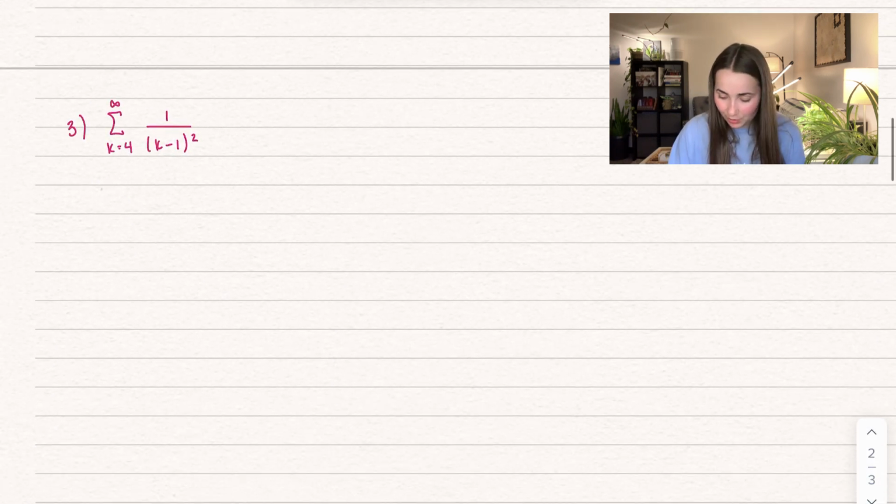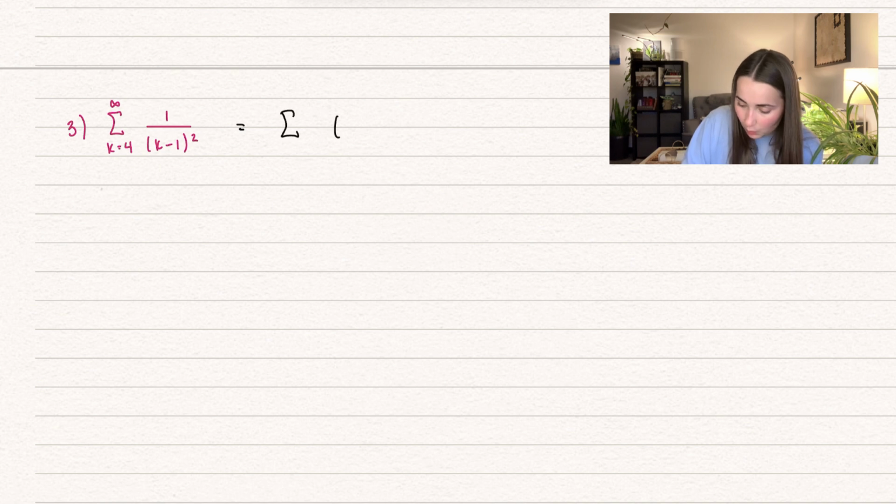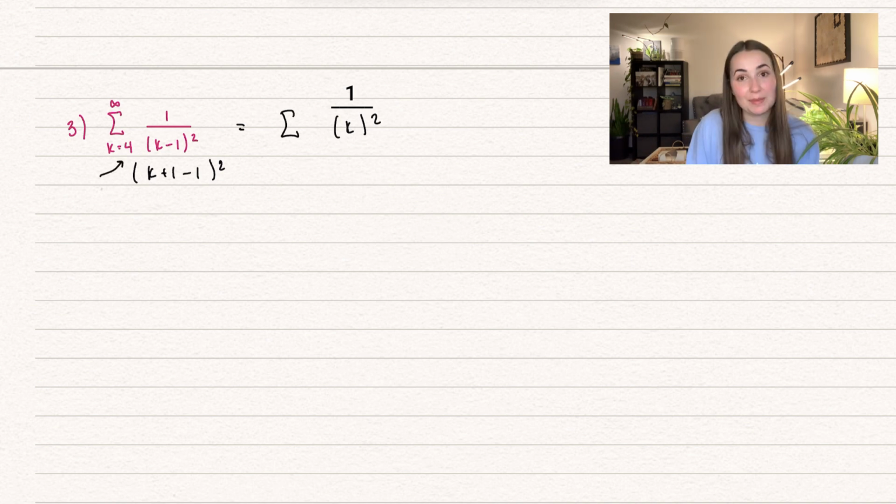Let's go ahead and try a bit more complicated one. We have the summation k equals 4 to infinity of 1 over k minus 1 to the power of 2. We can manipulate this to look like a p series. So what I want to happen is I want this to be k squared, right? I don't want to have that minus 1. So what happens is I need to add 1 to k in order for that minus 1 to cancel out. So how do I add 1 to k? Well, I subtract 1 from the index.